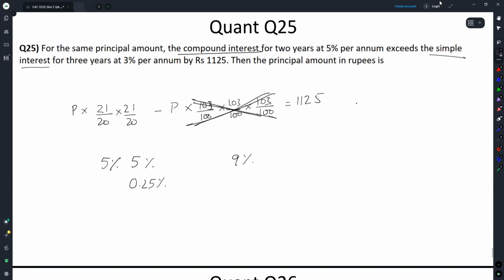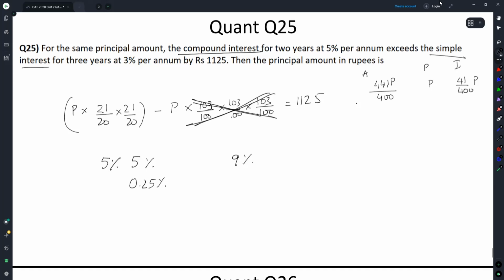So 5%, 5%, 0.25%, this is the compound interest calculation, so we do it like this. Interest that you get in this case under compound interest, you would have 441p by 400 as the amount. The principal would of course be p. So the interest that you get here is 41/400p.